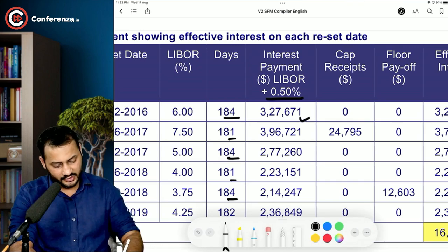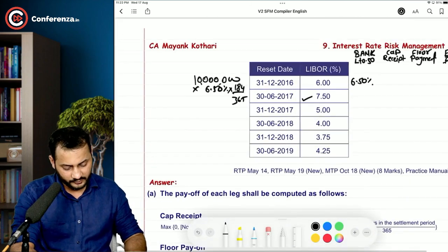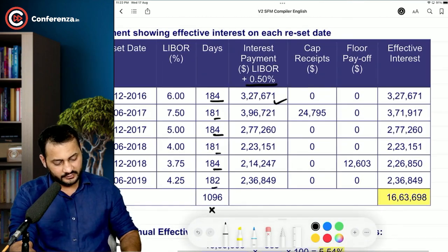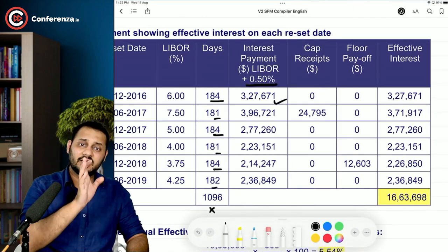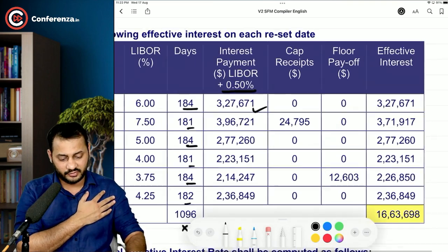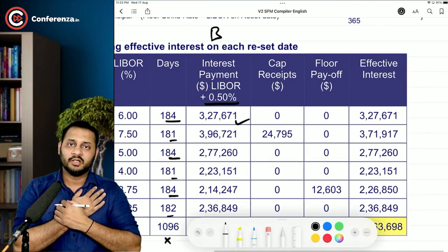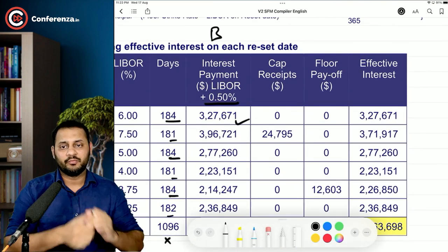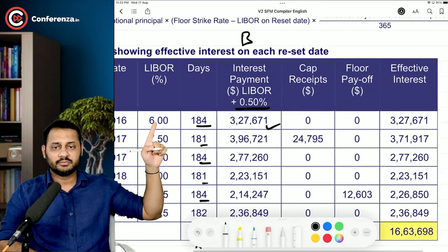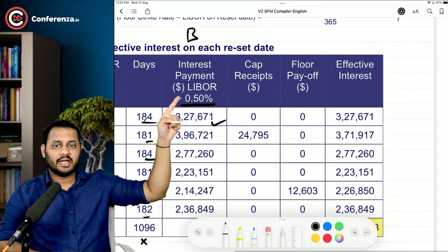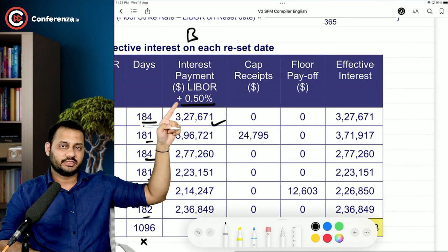$327,671. Right, my calculations were wrong. 327,671 is the interest that I will pay to the bank. So the first column is related to the bank, how much interest I am going to pay. Calculate simply 10 million into LIBOR plus 0.5, that is 6.5%.